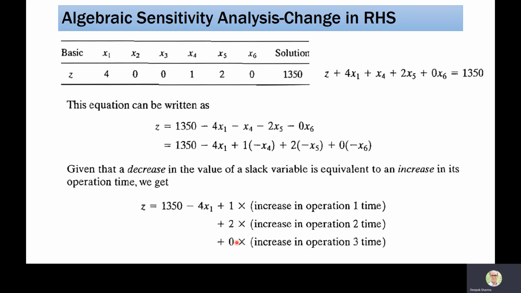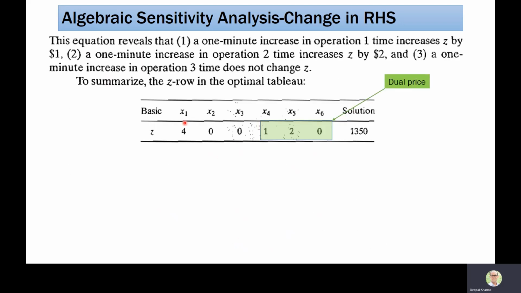So the question is how we can find this. The equation we have seen says that a 1 minute increase in operation 1 time increases Z by $1, a 1 minute increase in operation 2 increases Z by $2, and similarly a 1 minute increase in operation 3 time does not change Z. Reading these three lines, we can understand that we are actually defining the dual price. Now, how can I find the dual price from the optimal simplex table?